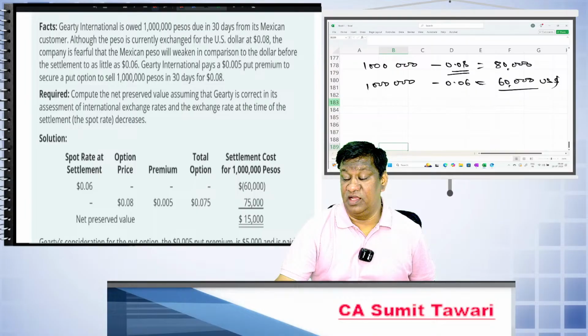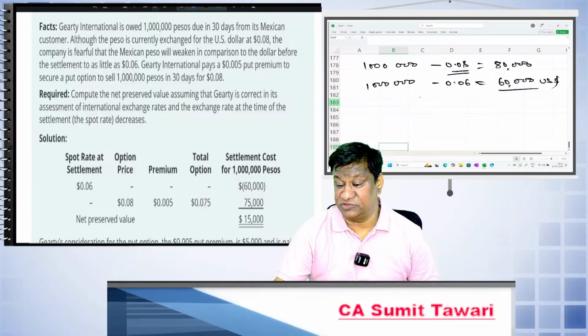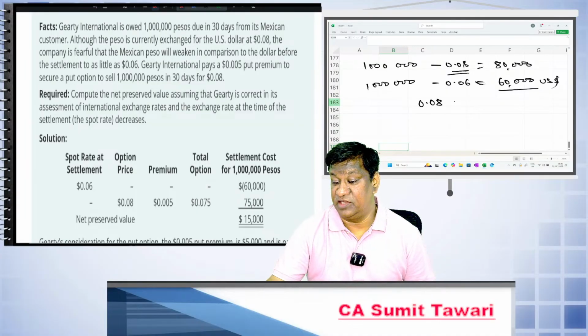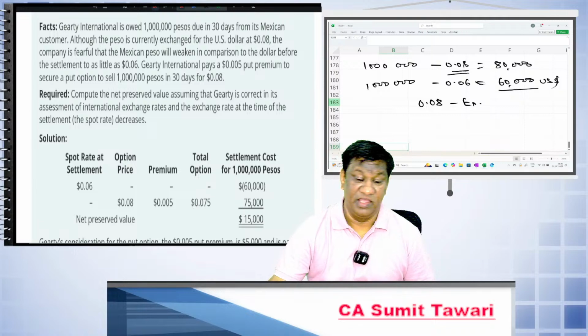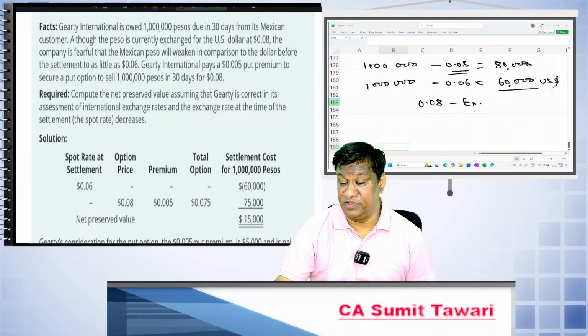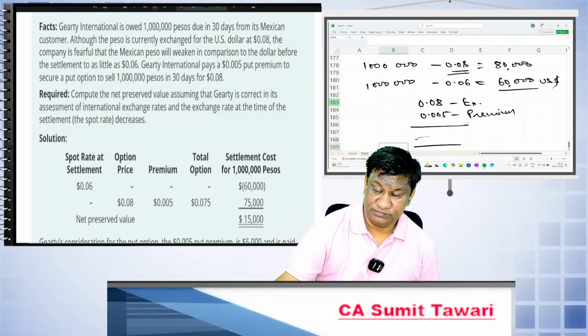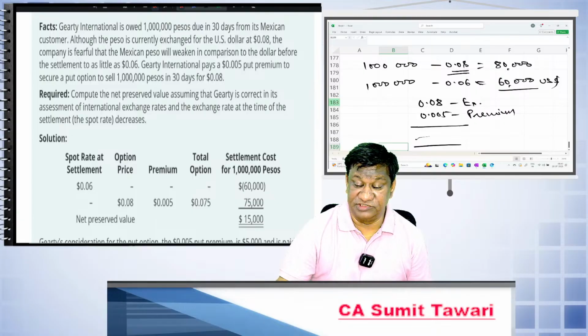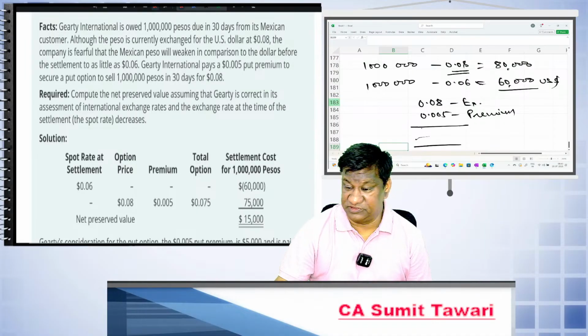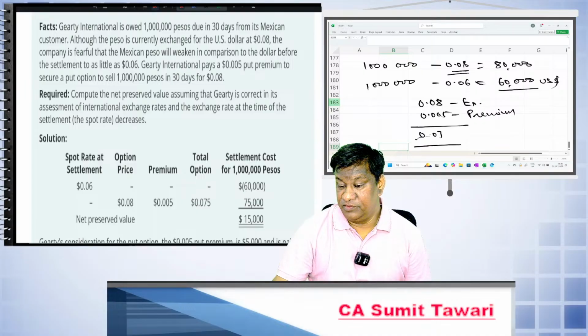So again, what is my net receivable? See here, I am getting 0.08 as the exchange rate, and then the 0.005 is my premium. So what is the receivable exchange rate for me? Can anyone guess it? 0.075. Yes, 0.075, correct.